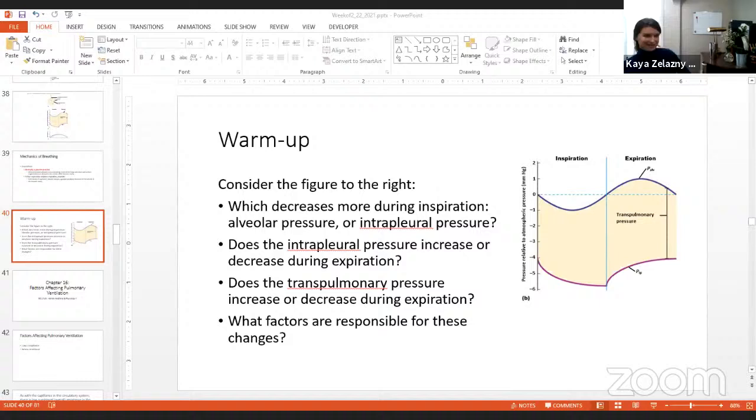All right, hello everyone. So you should see our warm-up problem on the board. We have an image, one of our figures from last time, tracking our alveolar pressure and our intrapleural pressure. What I'm going to ask you to do is to look at that graph and read a couple things from it, because we're going to continue talking about pressures, and we're going to move hopefully into talking about volumes as well by the end of class.